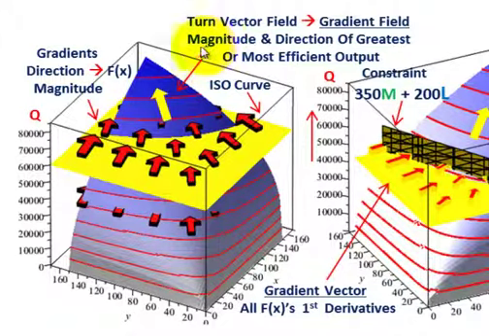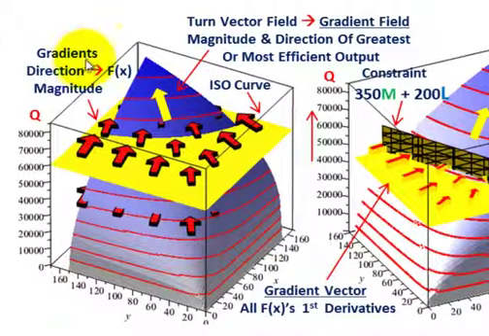Now this is the case where we're going to turn that vector field into a gradient field, and that's at a specific output. Remember those ISO curves we have shown in yellow? We have a specific output based on our production function. So that gradient field that we're showing, these are those red arrows. I'm just showing them in red. That is turning our vector field, those 3D arrows that we looked at, into a gradient field. And a gradient field is exactly at that ISO curve. This is where you're looking at the magnitude and the direction of the greatest output, or the most efficient output. So that's what these red arrows represent.